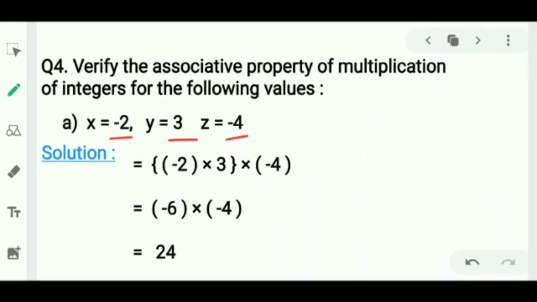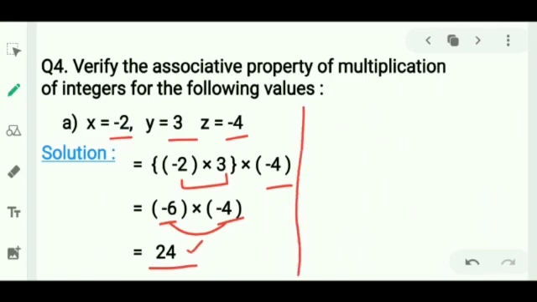We have 3 integers. First I take the group of -2 and 3, and then multiply by -4. We know 3 times 2 is 6, 1 minus sign is there, so -6. -6 multiplied by -4. Both are negative integers, so the product becomes positive, and 6 times 4 is 24. It is the first grouping.